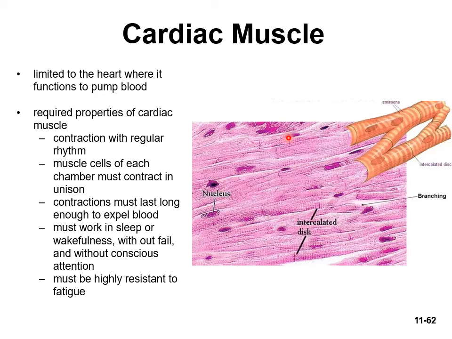Looking at your cardiac muscle, it has one nucleus, and it is branching. You can see the branching here, you can see the branching here. And it also has specialized structures, these intercalated discs, which are gap junctions allowing for the quick signal sending from one cell to the next.